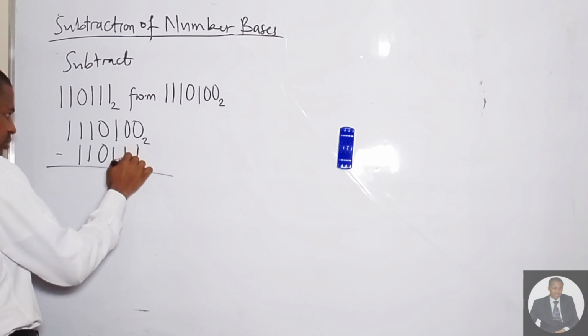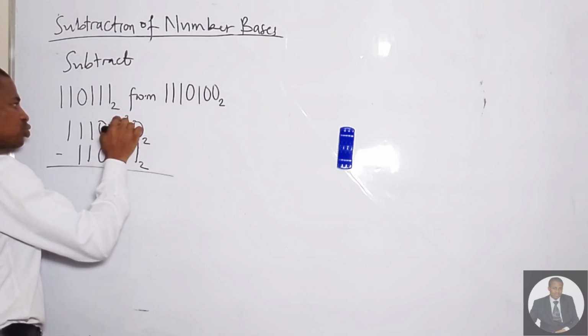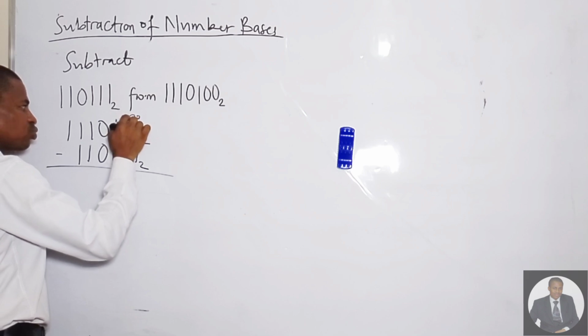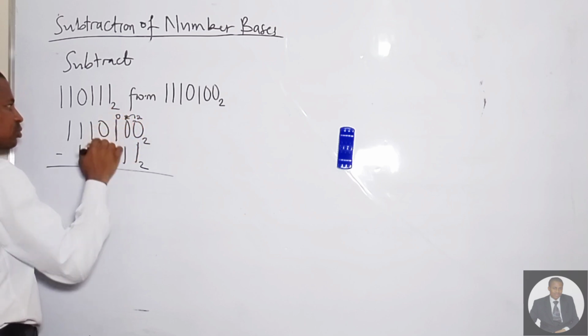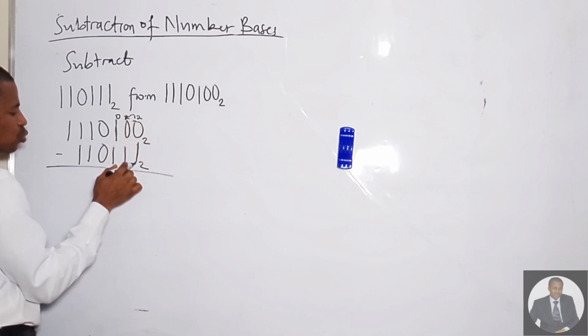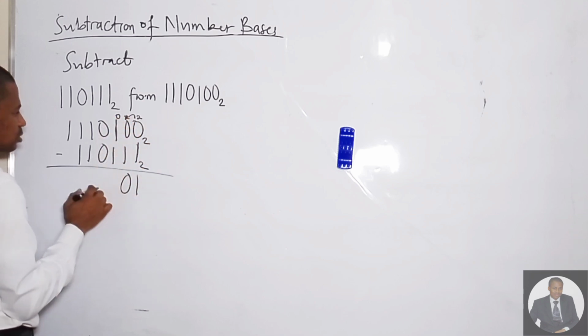0 minus 1 is impossible, so we take 1 from here. So here to be 2. Then we take it to here to be 2. Then this will become 1. And this will become 0. So 2 minus 1, 1. 1 minus 1, 0. This is 0.